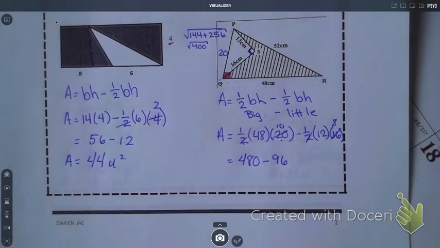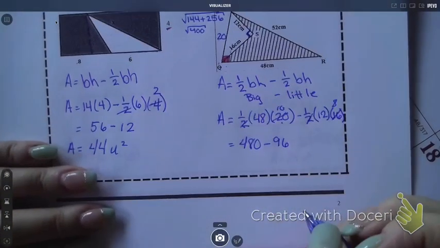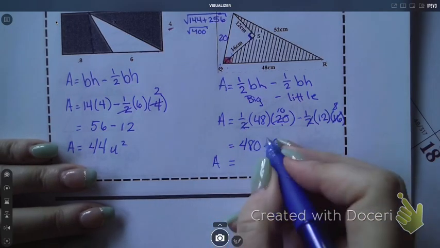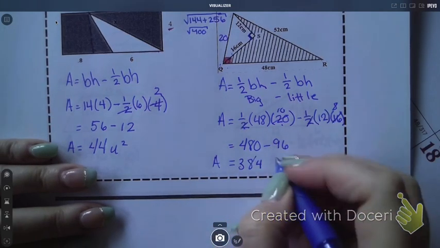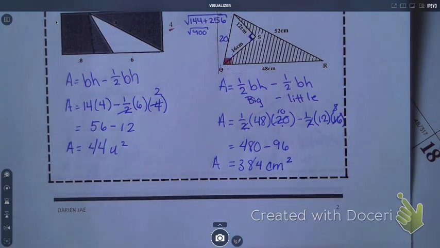You should also. But does it matter which one I do? Nope. So now we got to subtract and do it right. So 480 minus 96 is 384 centimeters squared. Questions on that, guys?